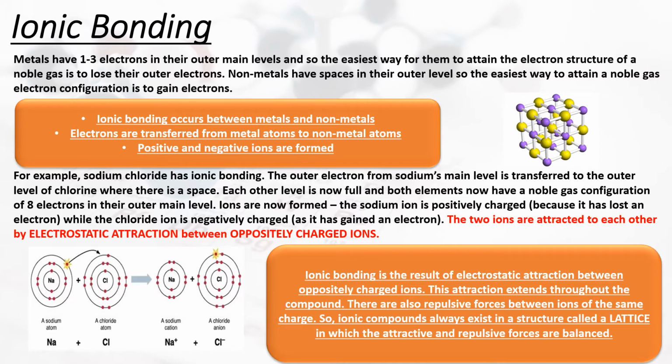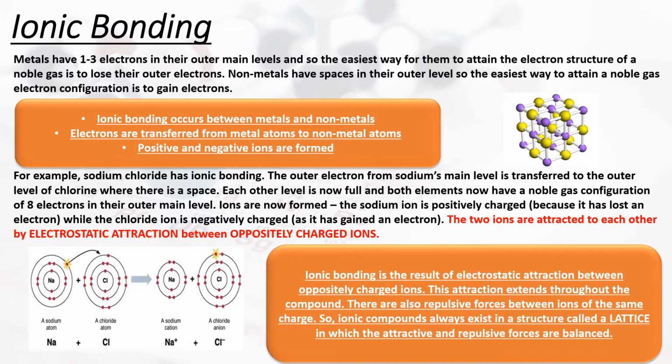Non-metals have spaces in their outer level, so typically things from group 7, from group 6, from group 5. These have spaces in their outer levels, and so the easiest way for them to obtain a noble gas configuration is to gain electrons. And so ionic bonding, we say, occurs between metals and non-metals.